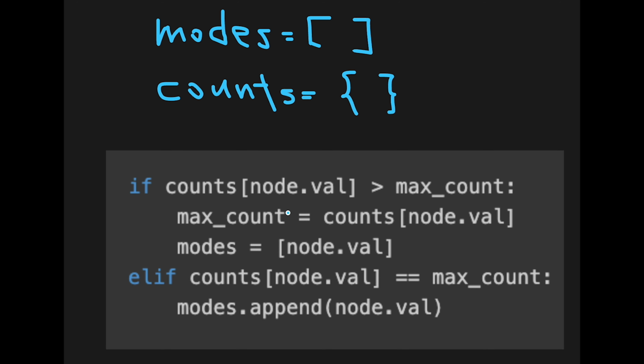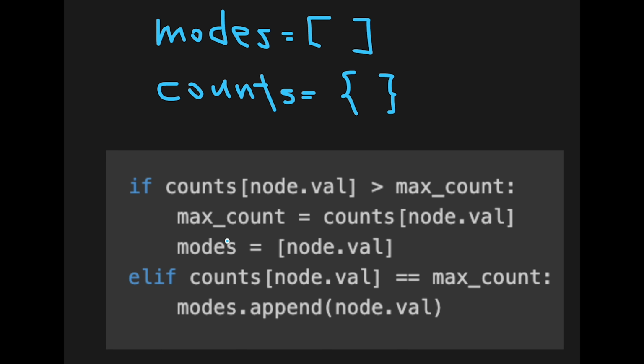We don't know how many modes we have in the binary search tree. So if the number of occurrences of the current value, node.value, is greater than the current max count, in that case we delete all previous modes and have only the current value, because the current value is the new max count, right? So we don't need all the previous numbers anymore. So just update max count with the occurrence of the current value, delete the previous numbers, and update modes with only the current value.